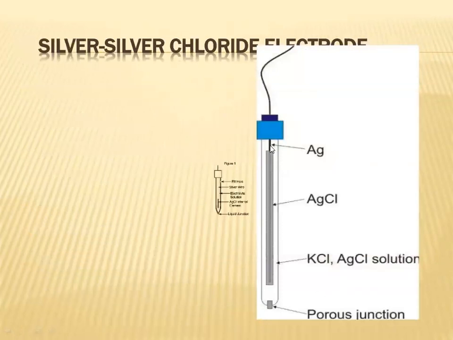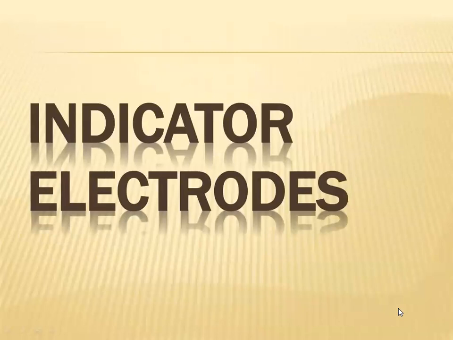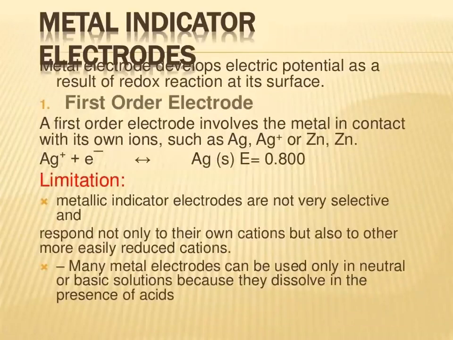This is a diagram of silver chloride electrode. Okay, we can see the silver wire which is immersed in the solution of potassium chloride, and that is saturated with silver chloride. There is a porous junction we can see here. Now we will discuss the indicator electrodes.